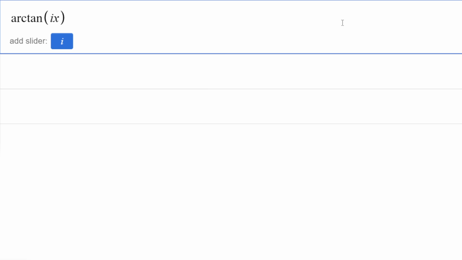Today we're going to be doing a deep dive into this function right here, arctangent of ix. I'm going to be using this formula in some of my upcoming videos. In fact, I used it in my last video. But I really want to get deep into this function and how it behaves. All right, so first let's derive it.